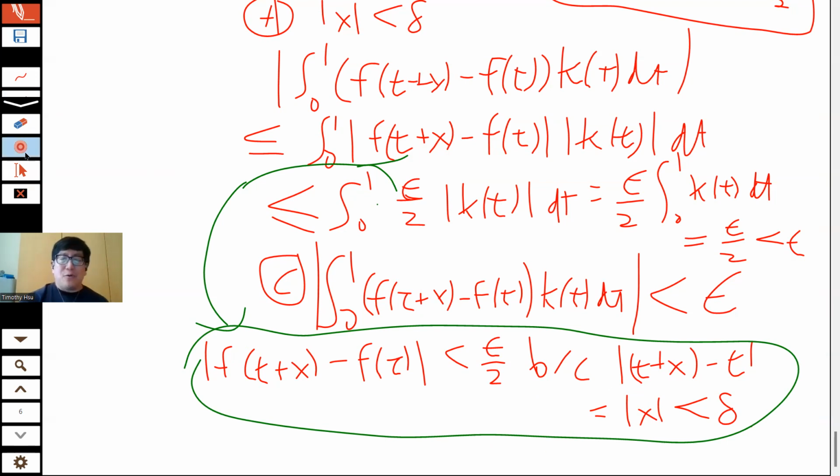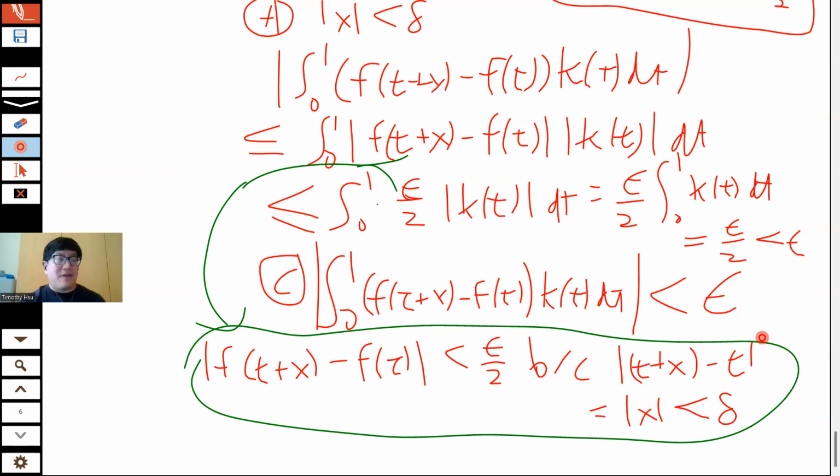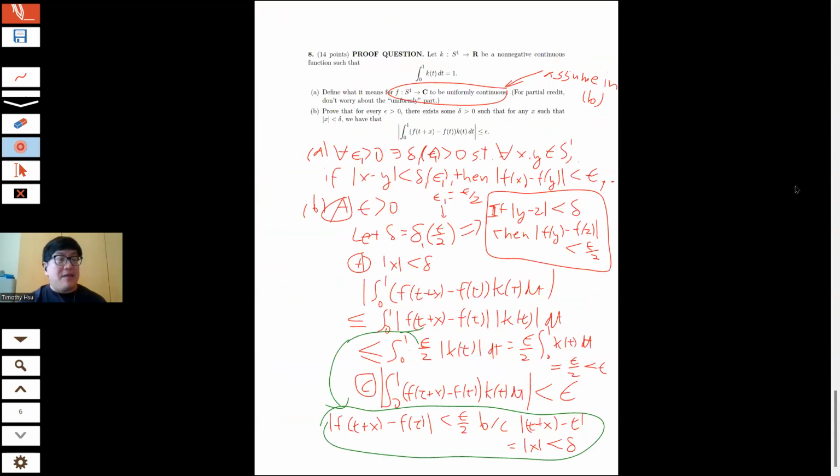Either we did this in class or in the homework, but remember exactly this thing where you have t plus x minus t, and that's equal to the absolute value of x, which is less than delta. It's not easy to see, but it is something you've seen before, if you're up on the homework. Anyway, that was kind of complicated, but there it is, it works.